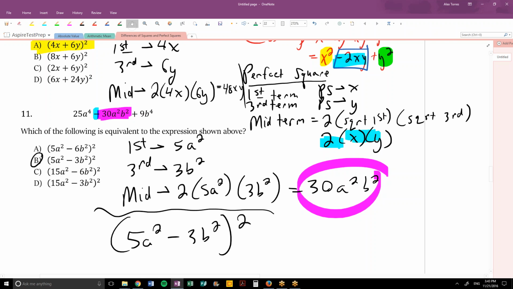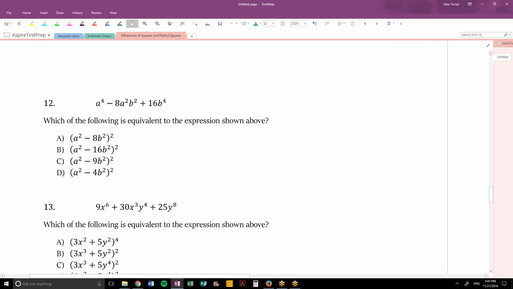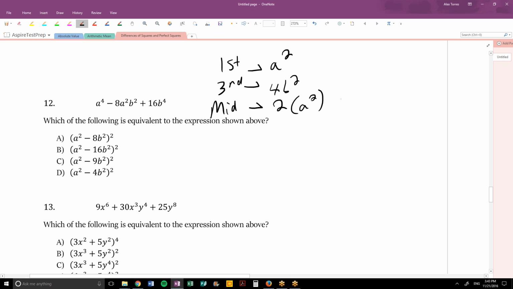Okay, going over to number 12. Is this a perfect square? Well, is the first term a perfect square? Yes, because the square root is a squared. Is the third term a perfect square? Yes, because the square root is 4b squared. And is the middle term equal to 2 times the square root of the first times the square root of the third? That would give us 8a squared b squared, and that's exactly what we have.